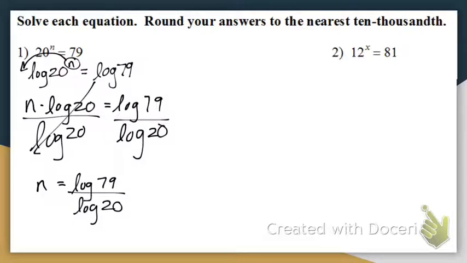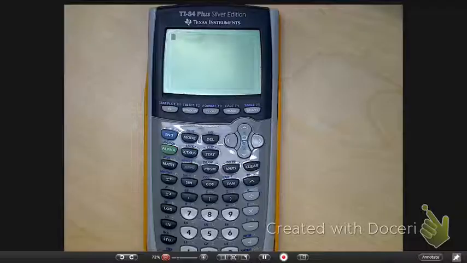So we have log of 79 divided by log of 20. Let me just pull up my calculator. On my calculator, there's a lot more buttons maybe than on your calculator. Somewhere on your calculator you should have a button that says log. You probably also see one that says ln. Mine's right underneath it, but don't use that one. That's a different base than log. So we're going to use log right here.